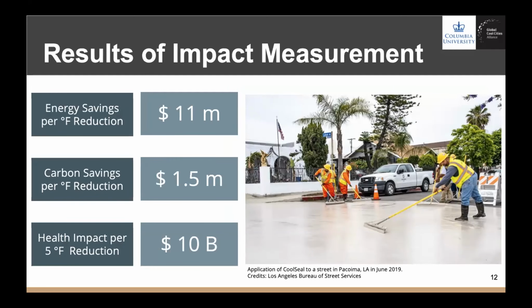So these are the results of the impact measurement for cool pavements in San Antonio. We looked at the heating and cooling degree days and the associated natural gas and electricity consumption for the past 3 years. For energy savings, we determined that there will be an annual net benefit of $11 million for every degree Fahrenheit reduced by cooler pavements. The benefit from a reduction in carbon emissions was found to be $1.5 million.